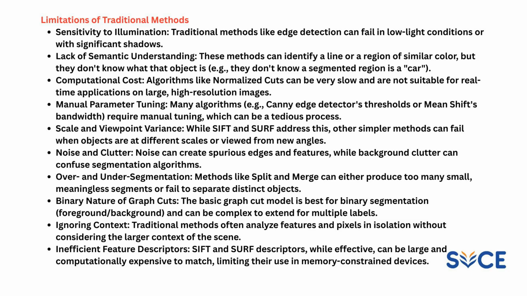For example, with the Canny edge detector, you have to manually set the high and the low threshold. With mean shift, you have to choose a bandwidth. Getting these parameters right is often a tedious process of trial and error, and a setting that works for one image may fail completely on the next.